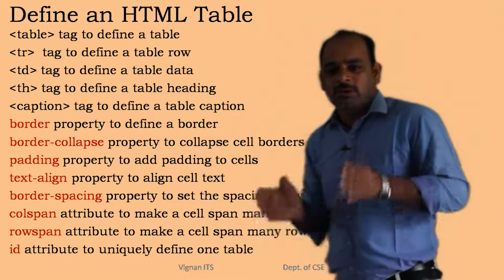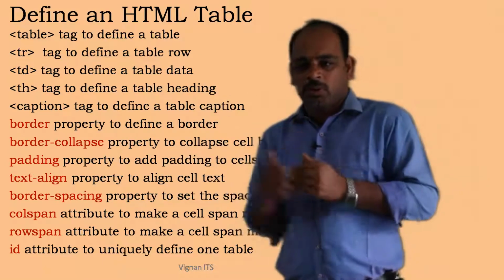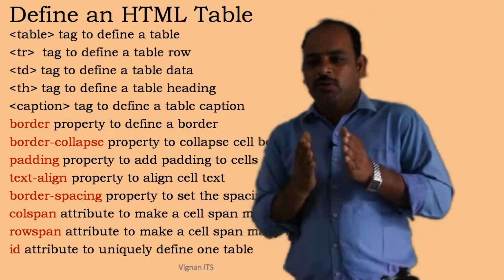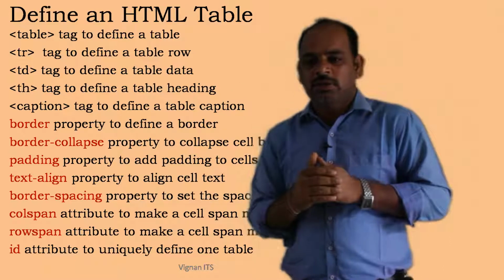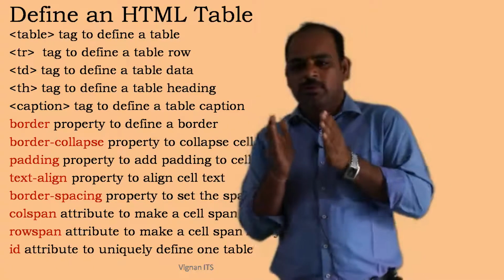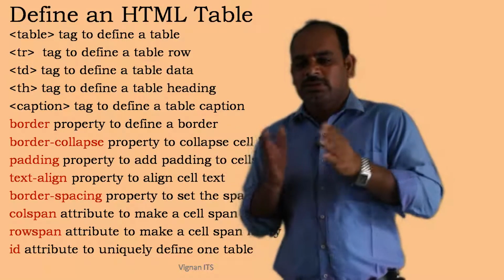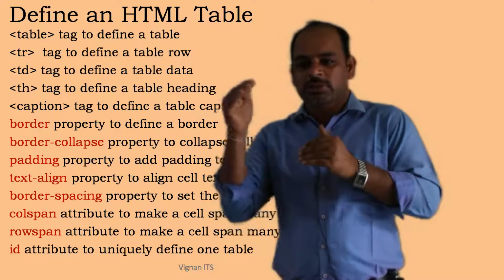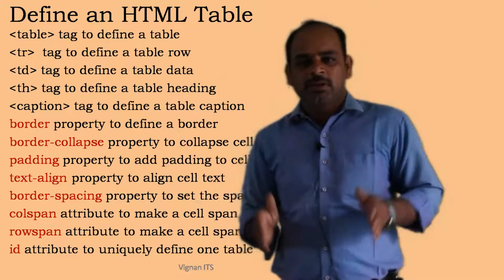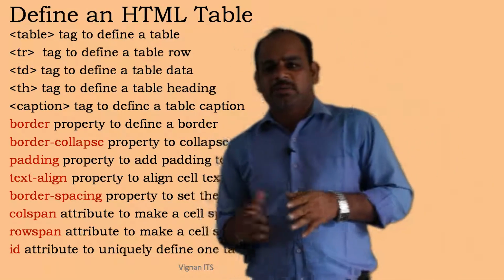Next, the column span attribute, which we use to span a column across multiple columns. Next, row span, where one row can be spanned across multiple rows. And the id attribute, which we use to identify a table. Suppose one web page has two or more tables. In such a case, for each table we give one id, and by using that id we can access that particular table. That is the use of the id attribute.